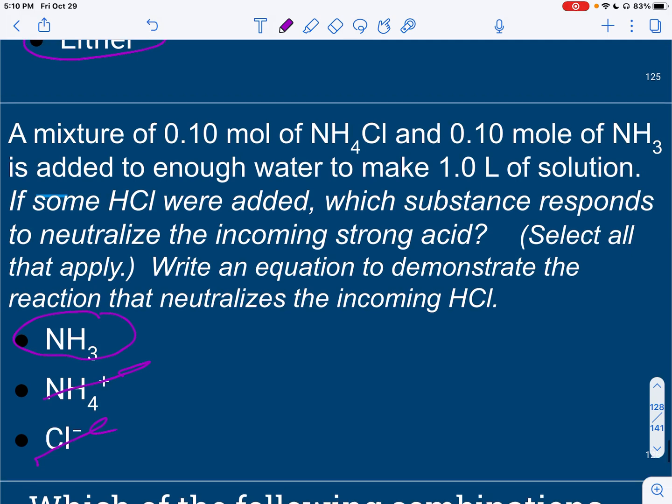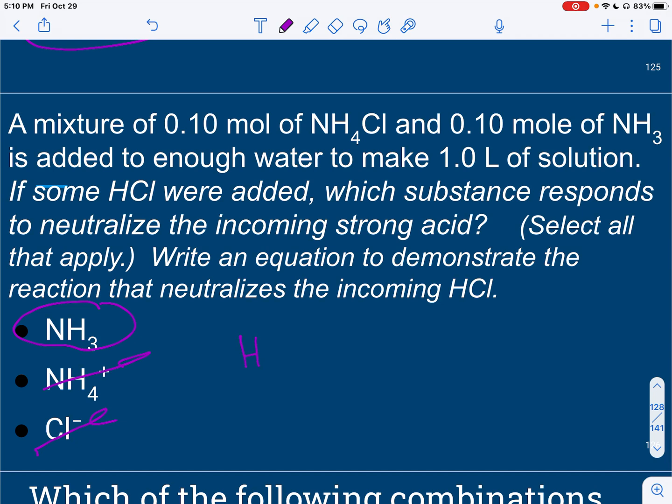The equation would be HCl, which we'll just write H plus, because HCl is a strong acid, so it dissociates immediately, plus NH3, gives us NH4 plus. And yes, NH4 is a weak acid, but it's going to take away some of that H+, so it is going to neutralize it.